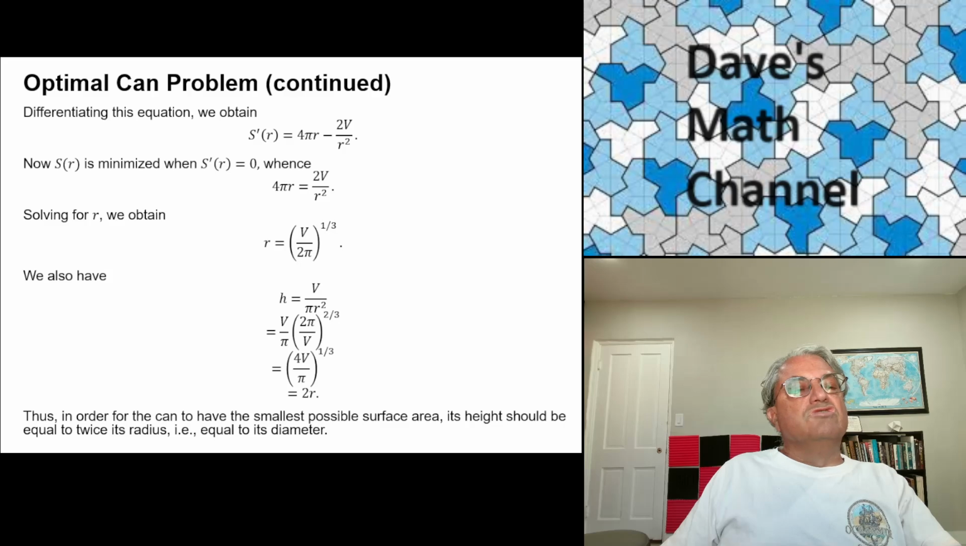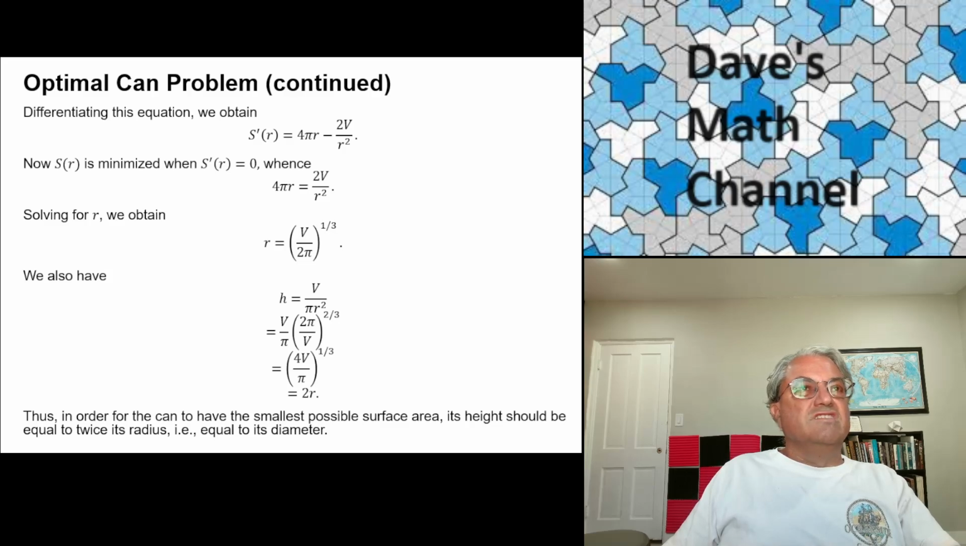And we can also solve for h in the same way. We know that h is V over pi r squared. We can plug in the equation we just obtained for r. And when we simplify everything, we find that the height is equal to 2r. It's twice the radius. And that's a nice result.